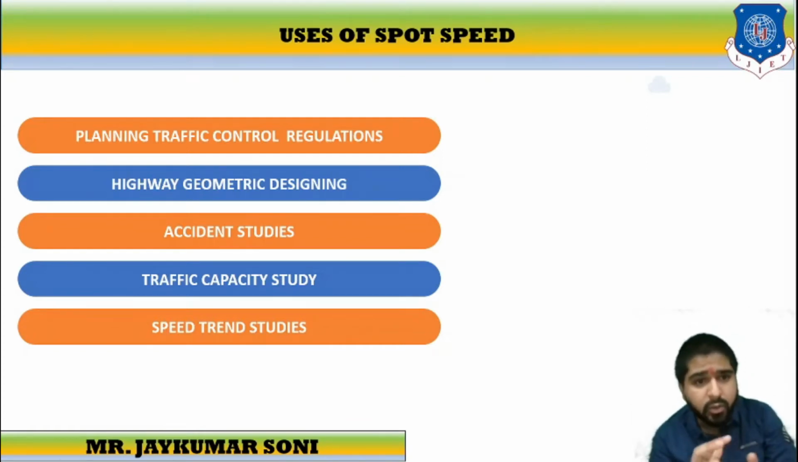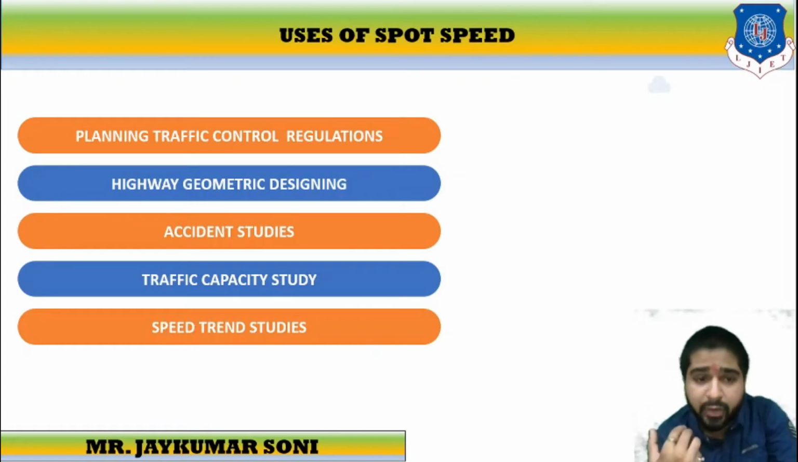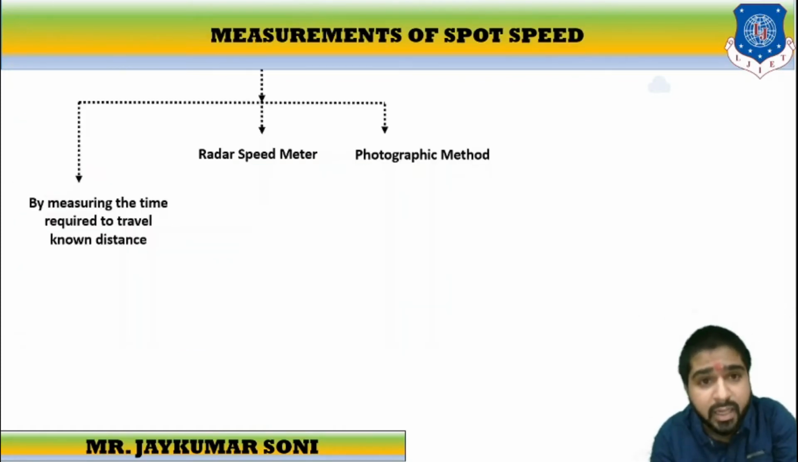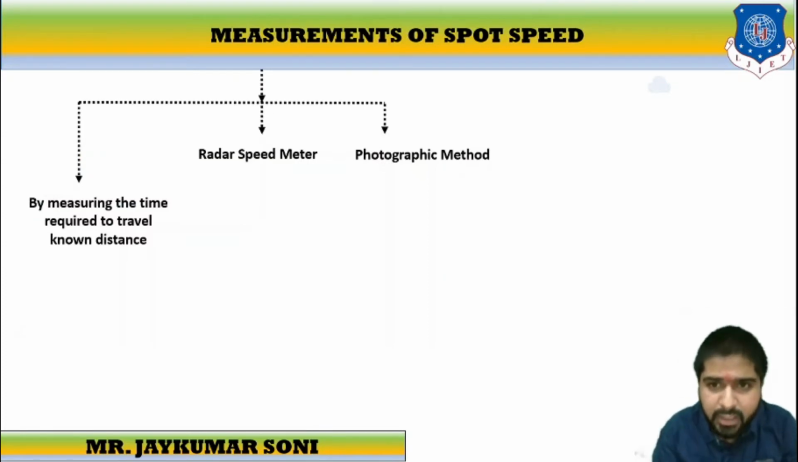So in order to define this control regulation, spot speed is required. Then to define the highway geometric design, to conduct the accident study, to conduct the traffic capacity study, to conduct the speed trend study, this kind of spot speed studies are required. Now, how to measure these spot speeds?